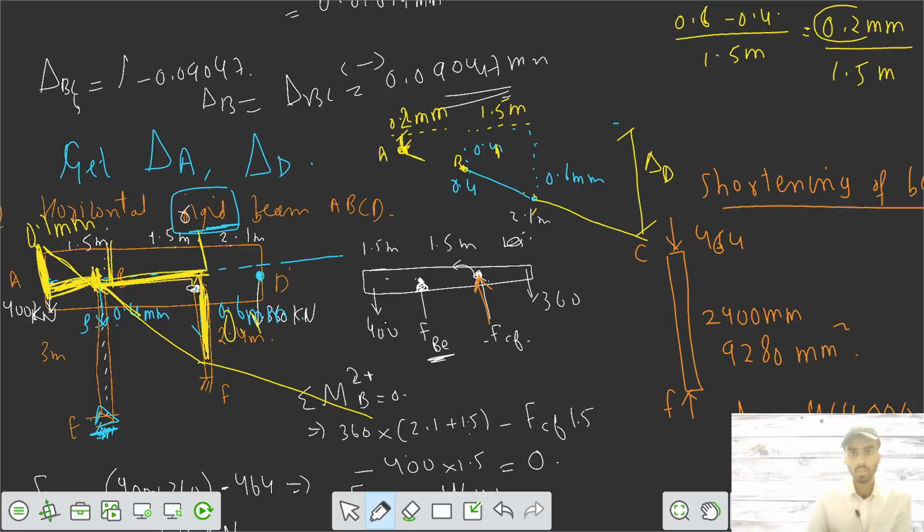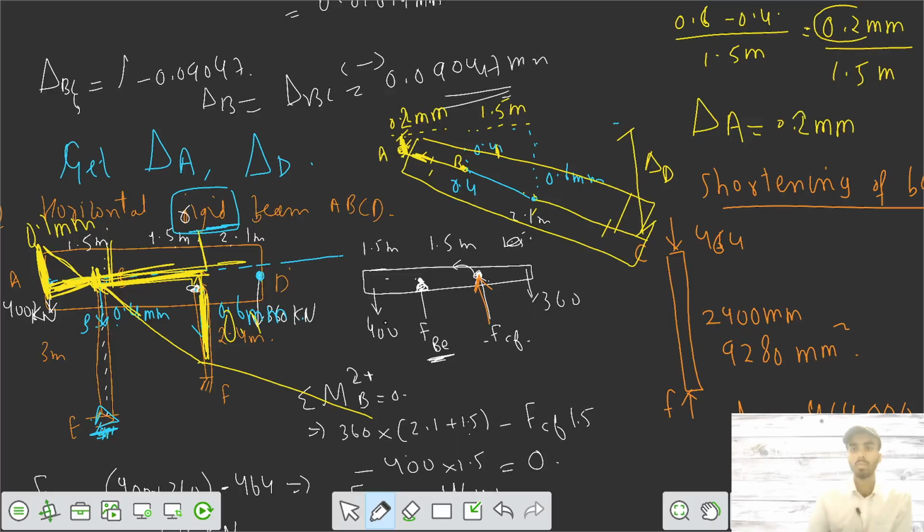So this is your rigid beam. You can make it as a rigid beam like this. From the reference line, the center line, the bar at A has been displaced downwards by 0.2 mm. So delta A equals 0.2 mm, delta B equals 0.4 mm, delta C equals 0.6 mm.